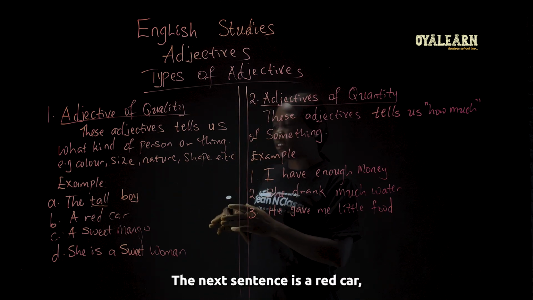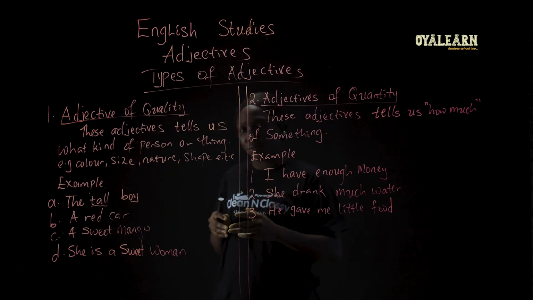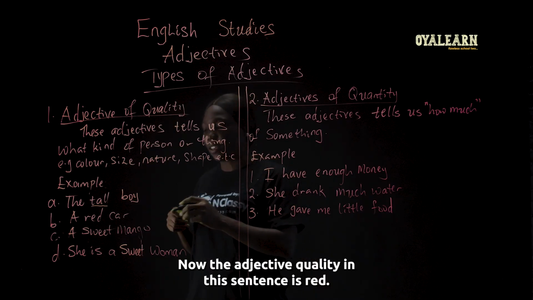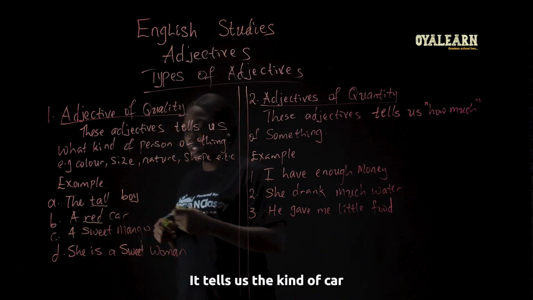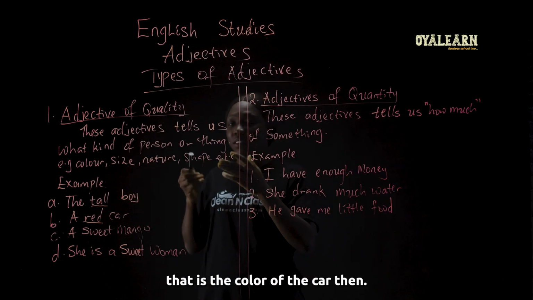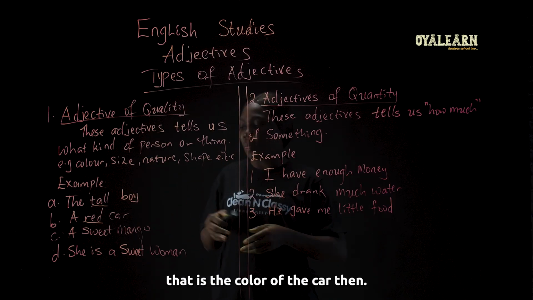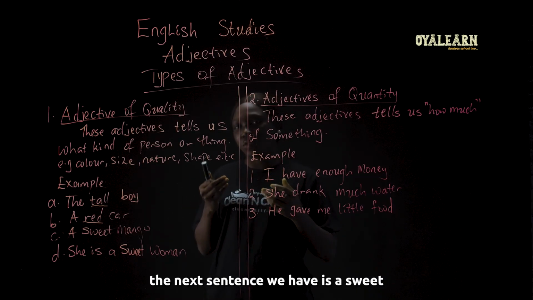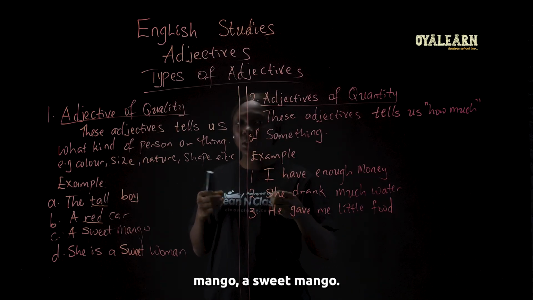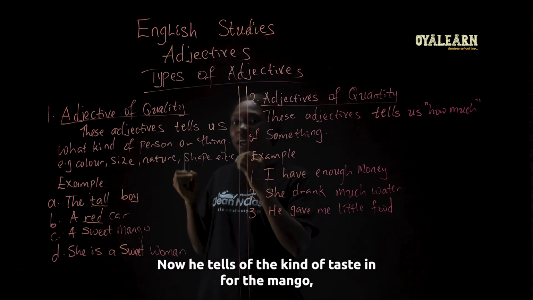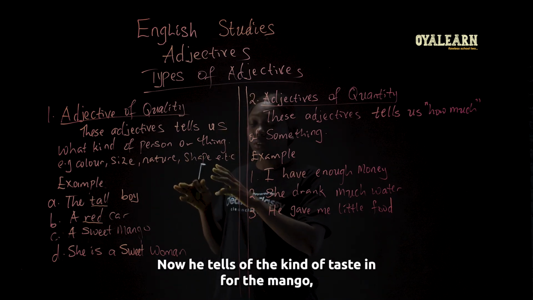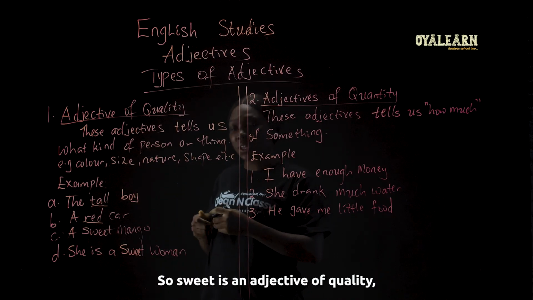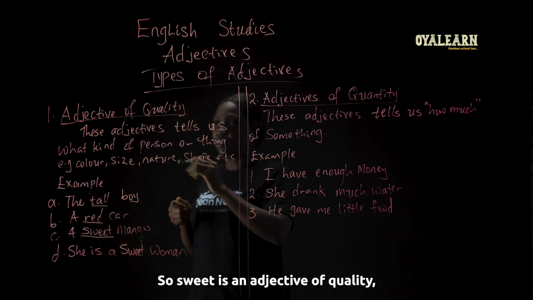All right, the next sentence is a red car. The adjective of quality in this sentence is red. It tells us the kind of car, that is the color of the car, and the color is red. The next sentence we have is a sweet mango. It tells us the kind of taste for the mango, and the taste is sweet. So sweet is an adjective of quality.